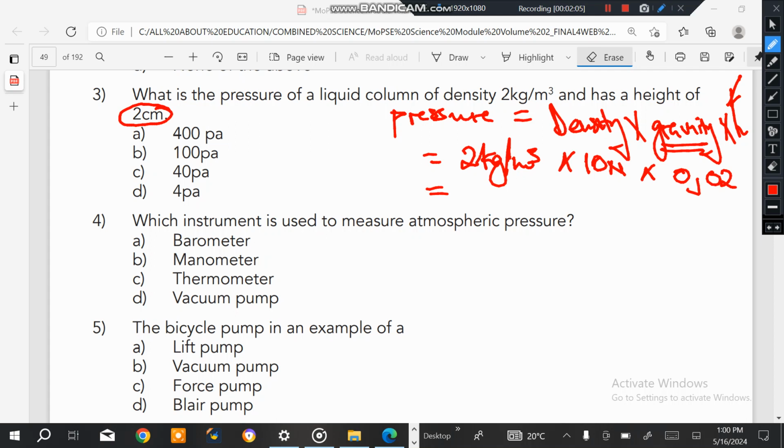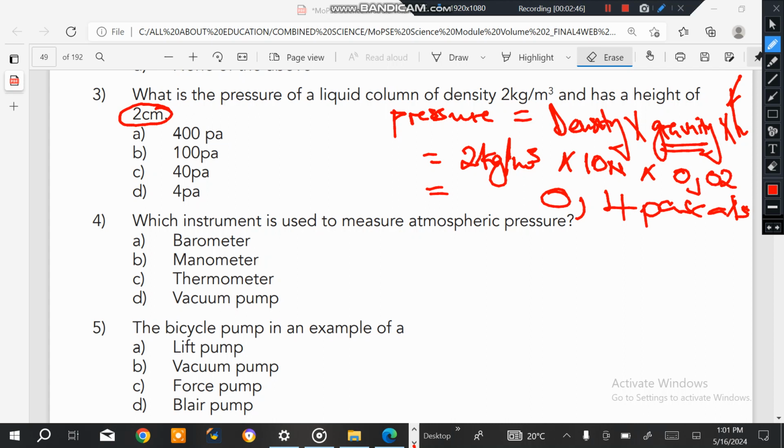All right, if you multiply everything here, you're going to get what? Let me just use my calculator here. It's 2 times 10 times 0.02. You are going to get your final answer as 0.04 pascals. But unfortunately, you can check and see that there is no answer like that. There is no 0.04 pascals. So what has happened?